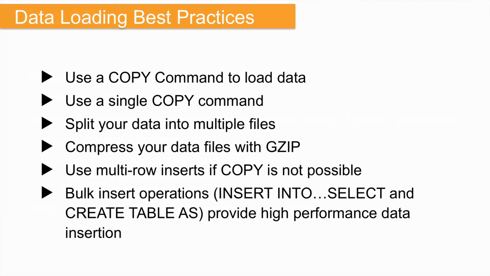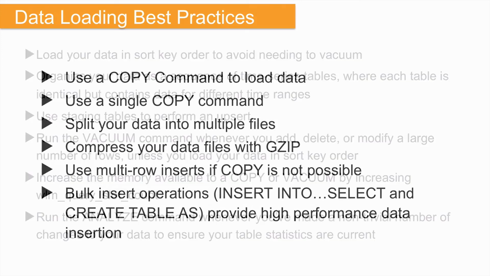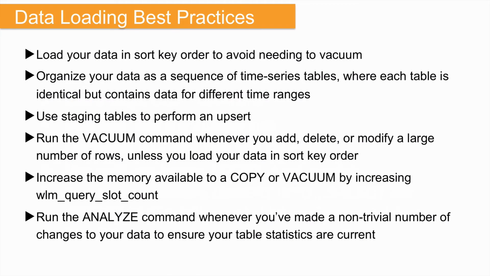So some best practices for bulk loading. Use the copy command to load data, as we've said. Use a single copy command and Redshift will parallel load all the data in that copy command as long as that data is split into multiple files. You can compress your data files with gzip and they'll then be decompressed on the nodes before they're loaded. You can use multi-row inserts if copy is not possible, and bulk insert operations.